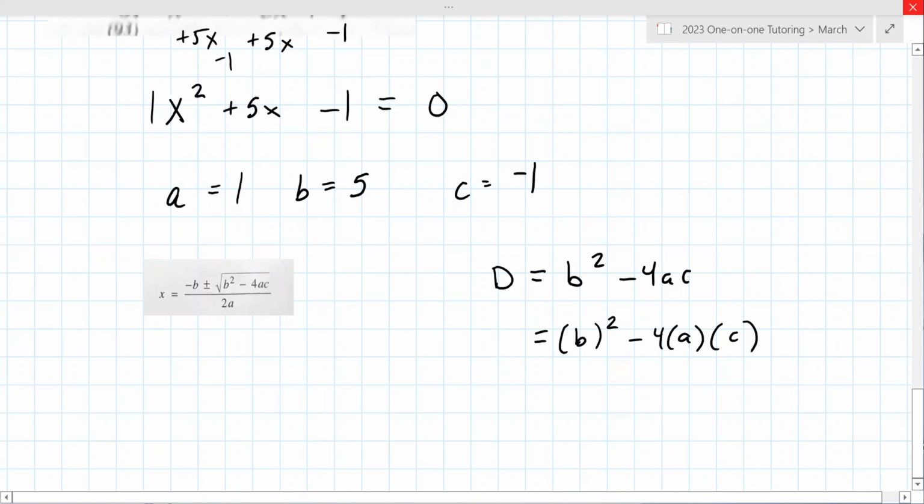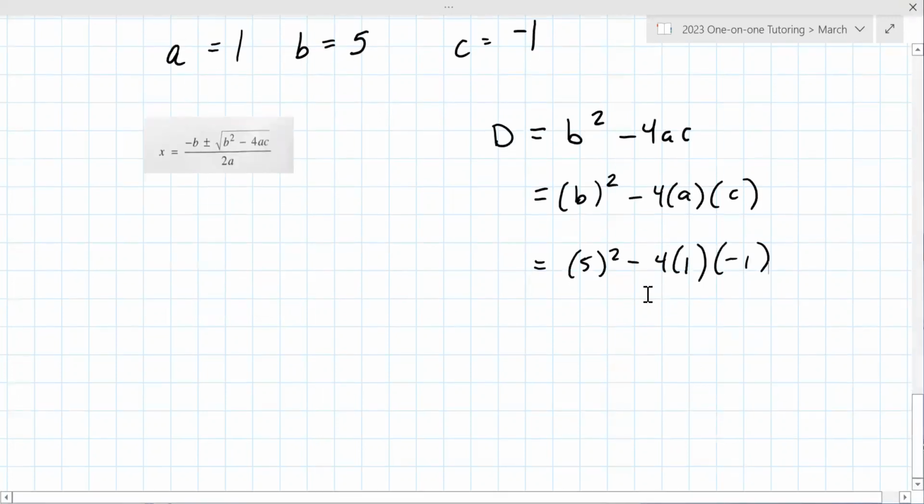$41. I got 29. So you got 5 squared minus 4 times 1 times -1. Oh, for some reason I squared 4. I don't know what I was thinking. It's weird. All right. Yeah, 29. Sorry.